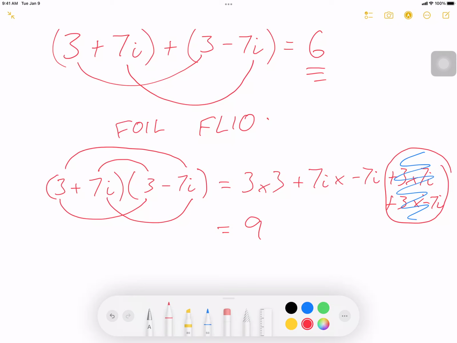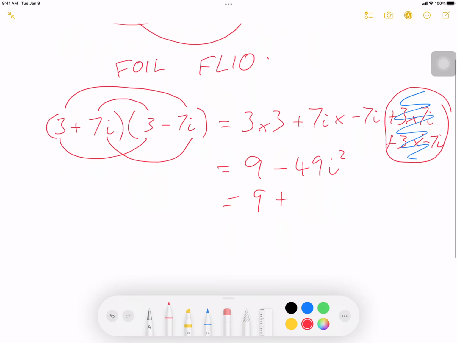Now I've got minus times a positive, but I've also got i times i. So actually, let's write it. Minus 49i squared, but then the i squared turns into another negative, so I'm going to end up with 9 plus 49. Oh, hang on, I'm getting another real number here. So when I add conjugates, I'm getting real numbers. When I multiply conjugates, I'm getting real numbers.